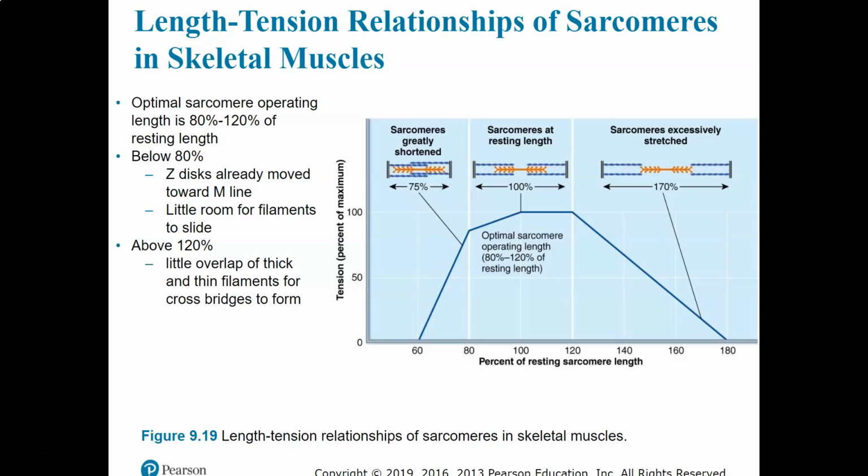If we are above 120%, then we don't have a lot of overlap between the thick and thin filaments, so not many of these myosin head groups can grab onto the actin in order to actually generate that tension. So we are going to have optimal operating length between 80 and 120% of resting length.